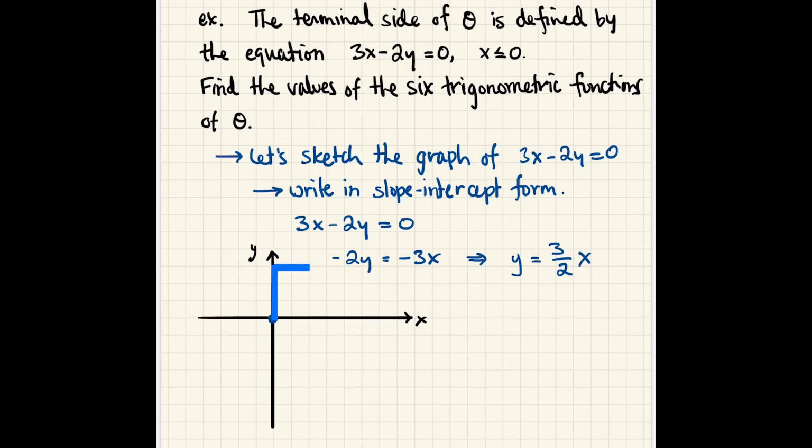So typically that means we would just move 3 units up and 2 units over to find another point, and then draw our line through there. However, we're not going to quite do that in this case because we also had this stipulation in the original problem that x is less than or equal to 0, which means that the entire graph is on the left side of the y-axis. So rather than going up 3 and over 2, we'll go down 3 and over the other way 2 to get this point, and now we'll draw our line through there.